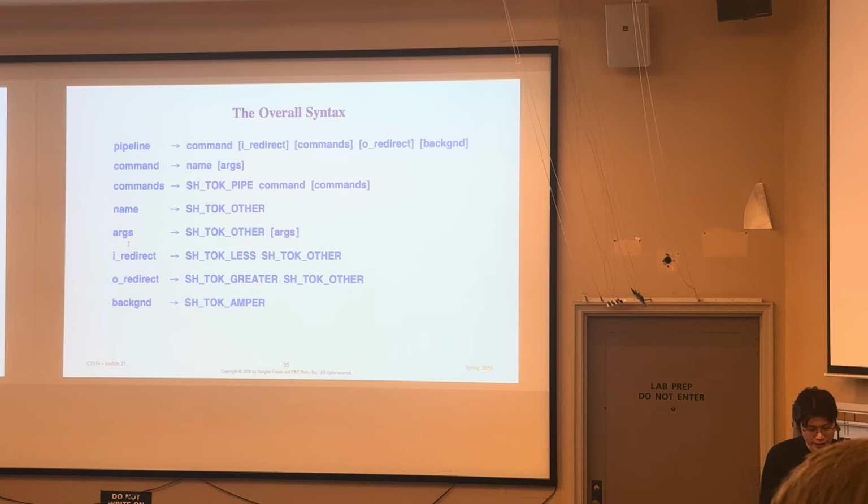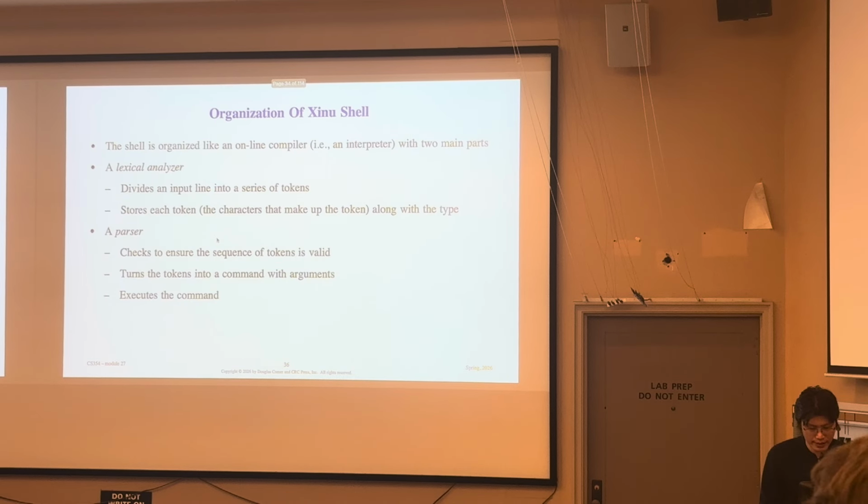So the syntax, I don't think we want to go through the detailed syntax, but we'll go through the pipeline. A shell is organized like a one-line compiler with two main parts. It has a lexical analyzer that divides the input line into a series of tokens. Each token is a word, and it stores each token along with the type of the token. And then a parser checks to ensure the sequence of tokens is valid. It turns the tokens into a command with arguments and then executes the command.